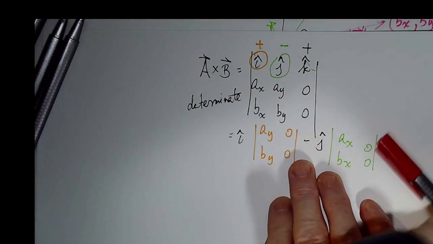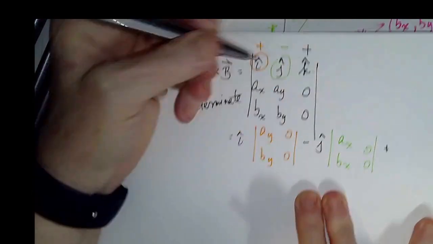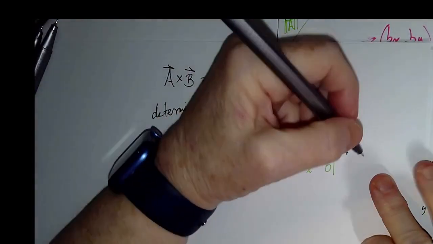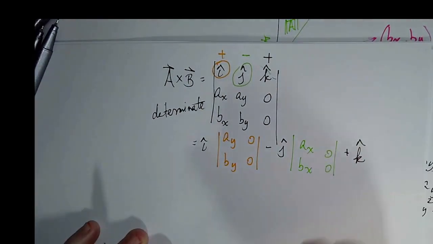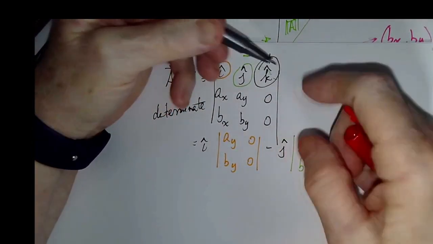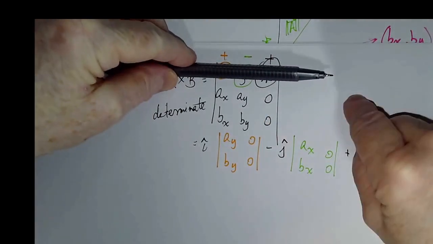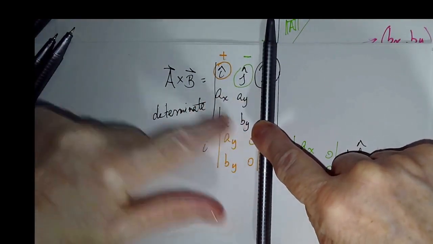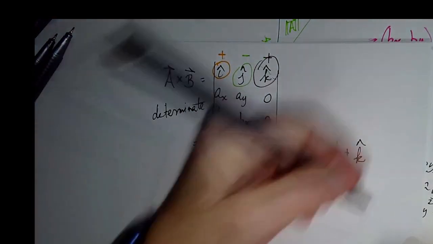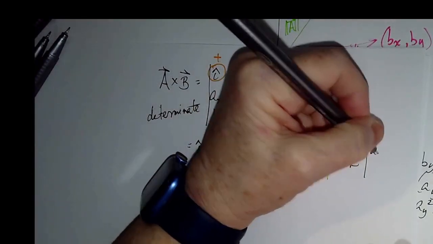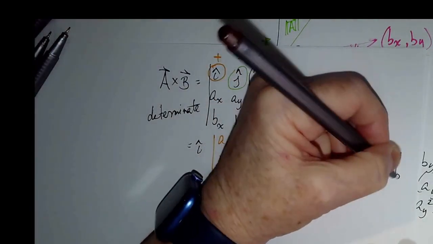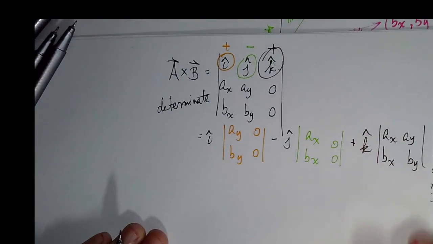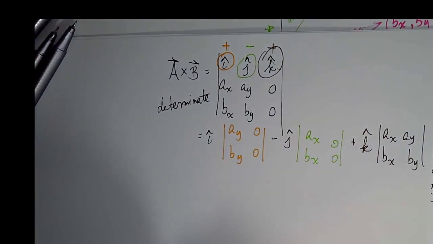And we've got plus, if we use our third pivot, I'm going to ignore the row that K is in and the column that K is in. So I'm left with the determinant AX, AY, BX, BY. And let's go ahead and multiply this out.